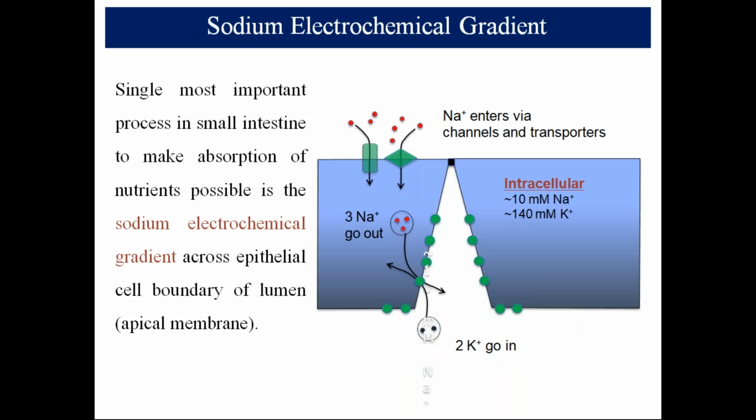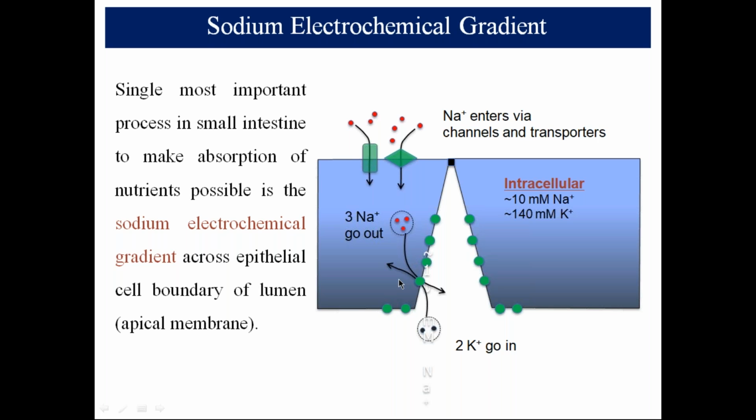Another thing in absorption is that most of the absorption is dependent upon the sodium electrochemical gradient which exists across the epithelial cell boundary of the lumen, right? So here you can see that you have the presence of a sodium potassium ATPase pump, and this sodium potassium ATPase pump is contributing to the genesis of the resting membrane potential. It contributes about 4% to the genesis of the resting membrane potential. And what is the resting membrane potential?